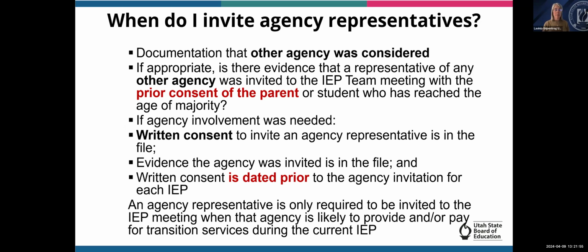So when do I invite that outside agency representative? We already mentioned the documentation that another agency was considered. So either one of those boxes has to be checked, either the no or the yes. Hopefully you're checking the yes, then getting the consent. It has to be written consent. So we do have to see a signature, but it can be electronic if your LEA has that built in. It can be emailed to the parents, so you don't have to wait for paper to come back in the backpack, for example. And we have to make sure that written consent was dated prior to the IEP. In other words, we don't want the parents signing it the day of the IEP. It really has to have been done prior to that.